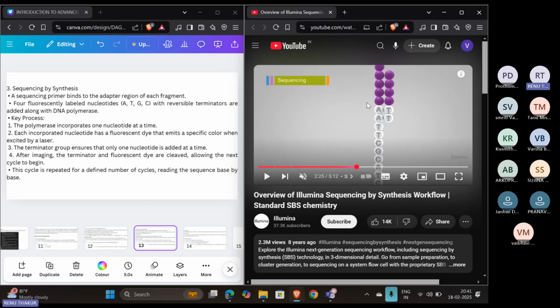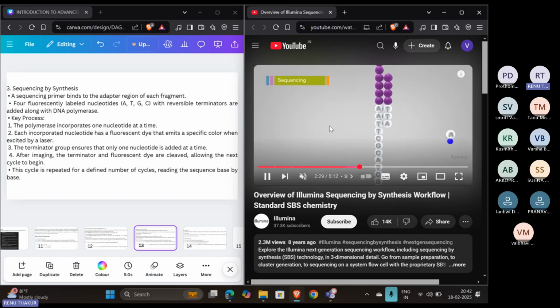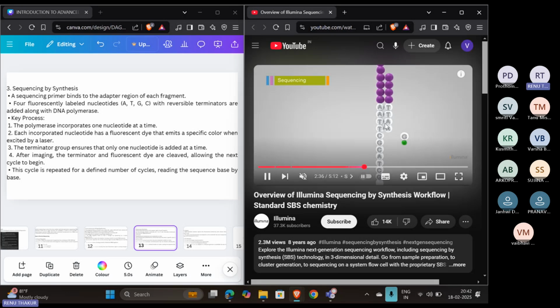So whenever DNA polymerase encounters a fluorescent nucleotide, it'll just stop the replication. It is going to terminate the replication. So that is why reversible terminators are added along with DNA polymerase. DNA polymerase is going to replicate this DNA. It incorporates one nucleotide at a time, as you can see here, right? So it's incorporating one by one.